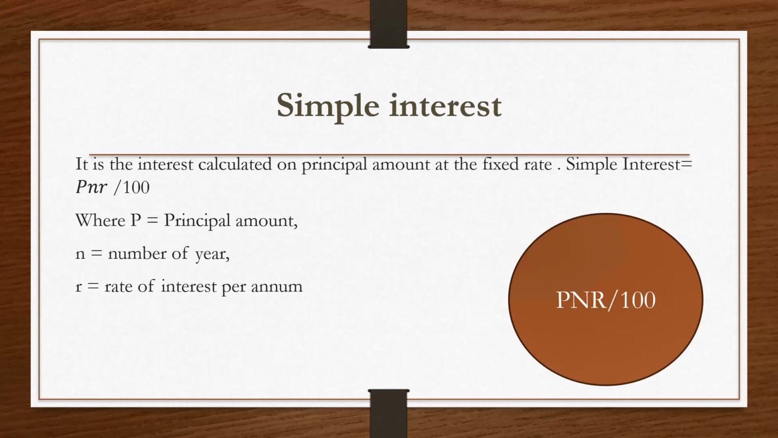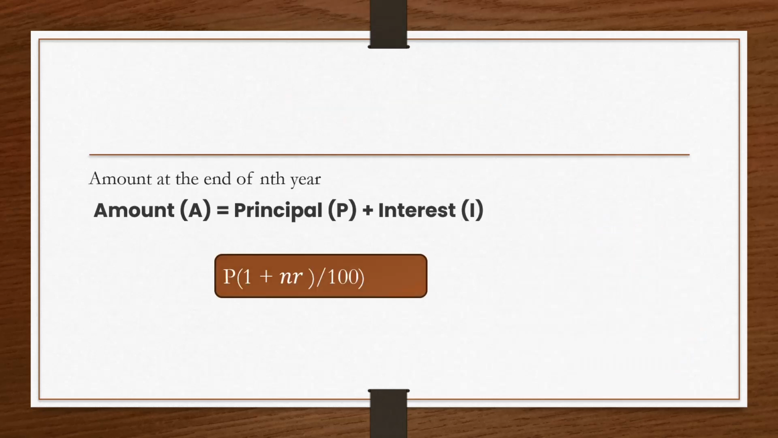The equation for calculating simple interest is equal to P into N into R divided by 100. P is the principal amount, N is the number of years for which we are making the investment, and R is the rate of interest per annum. So the simple interest is calculated as PNR by 100. And at the end of the year, we will get an amount equal to principal plus interest.